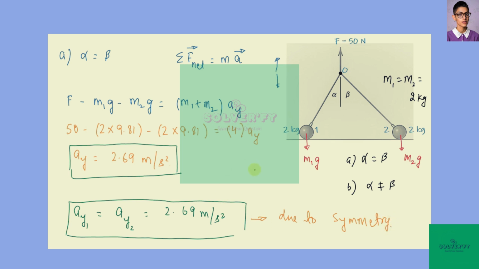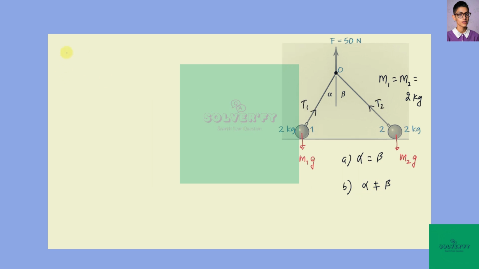Now next I will be considering case B where alpha is not equal to beta. So in this part we have to consider that alpha is not equal to beta, and then we have to calculate the acceleration for the system in the vertical direction and for the individual spheres also. So first we will be calculating the acceleration of the center of mass by considering the whole as a system, and we can apply Newton's second law of motion here, which is sigma F net, applied in the vertical direction, is equal to mass times the acceleration.